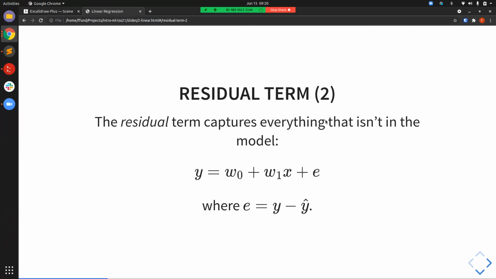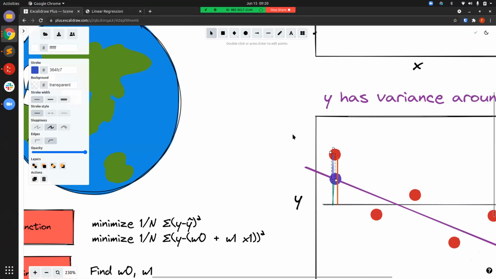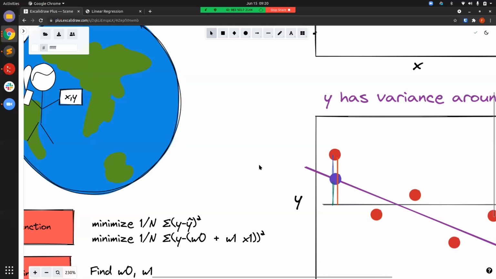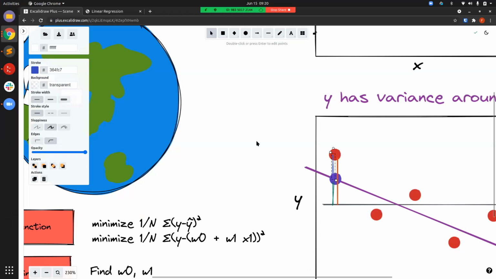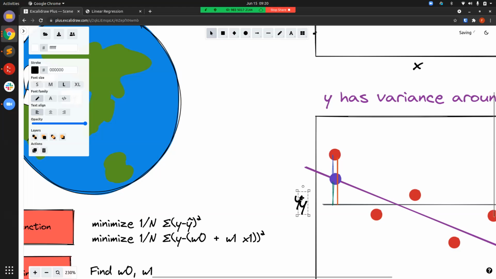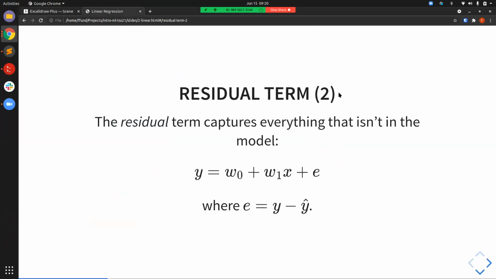So the residual term, which is this E here, captures everything that isn't in the model. So maybe in this example, there are some things about Y that I can't predict from X. And those things are captured by this residual term here. Okay, let's look at an example of a linear regression on some data.